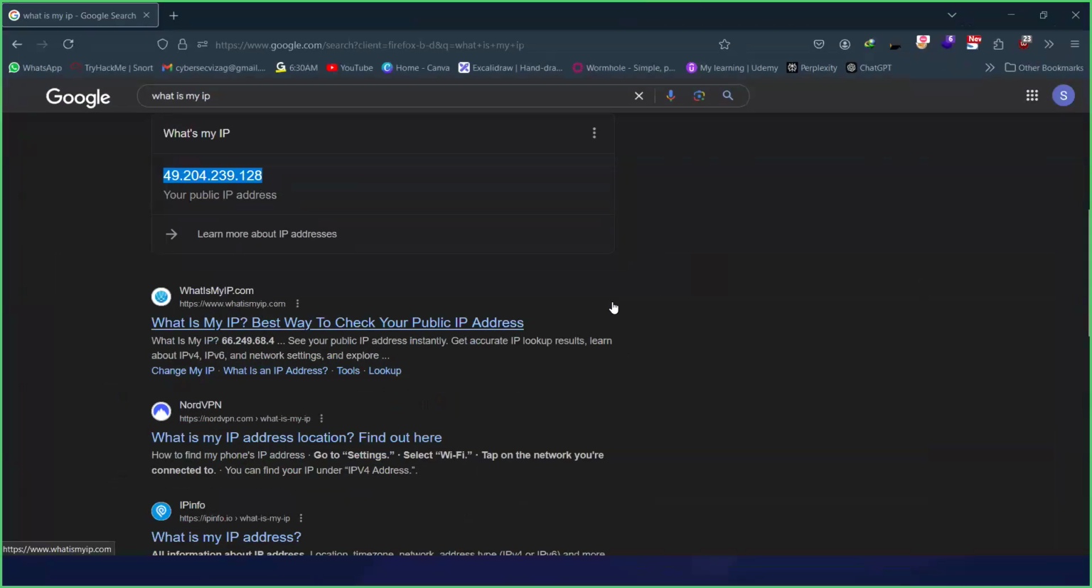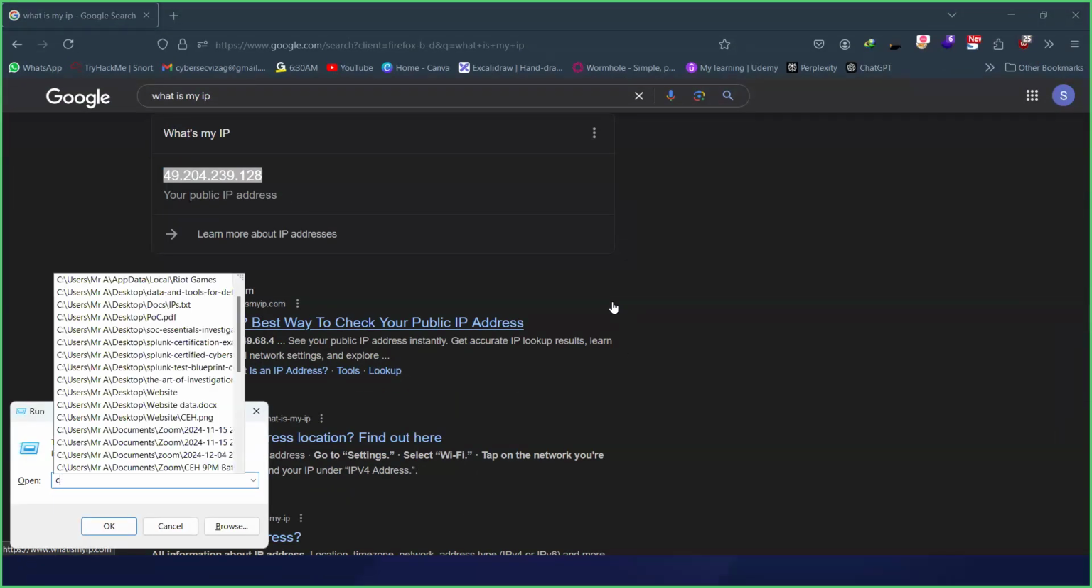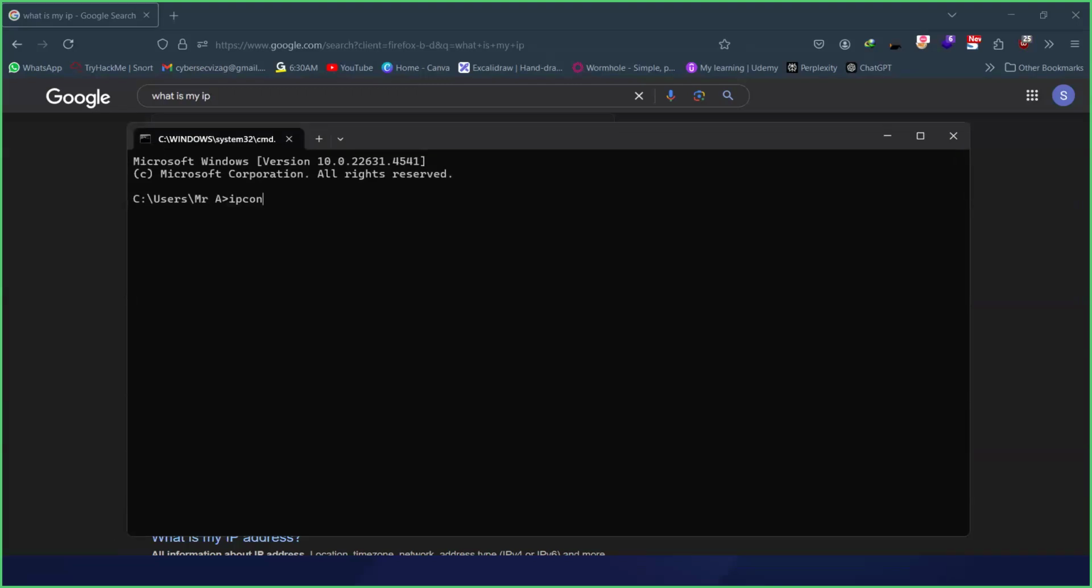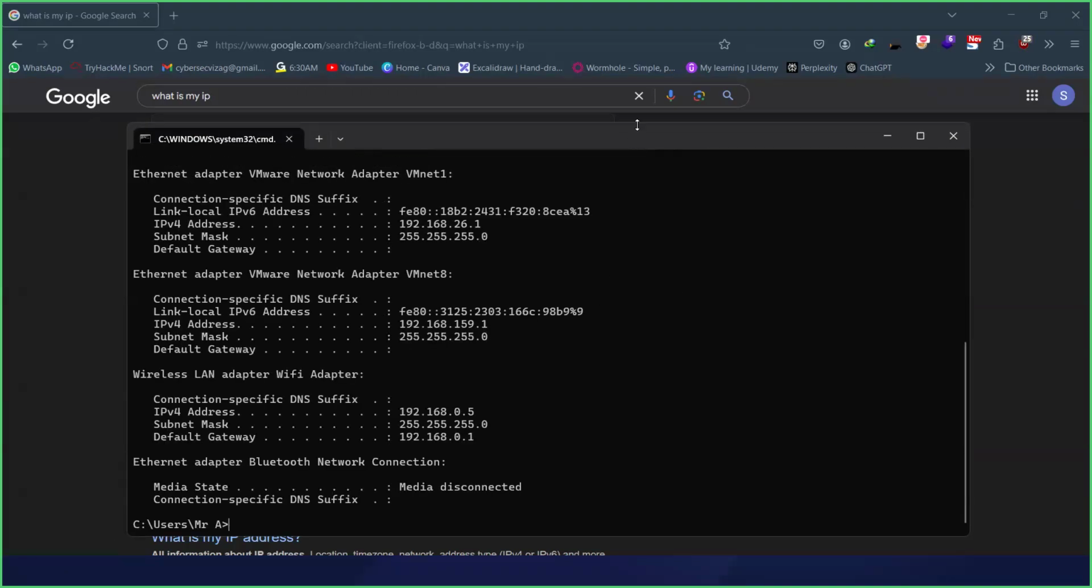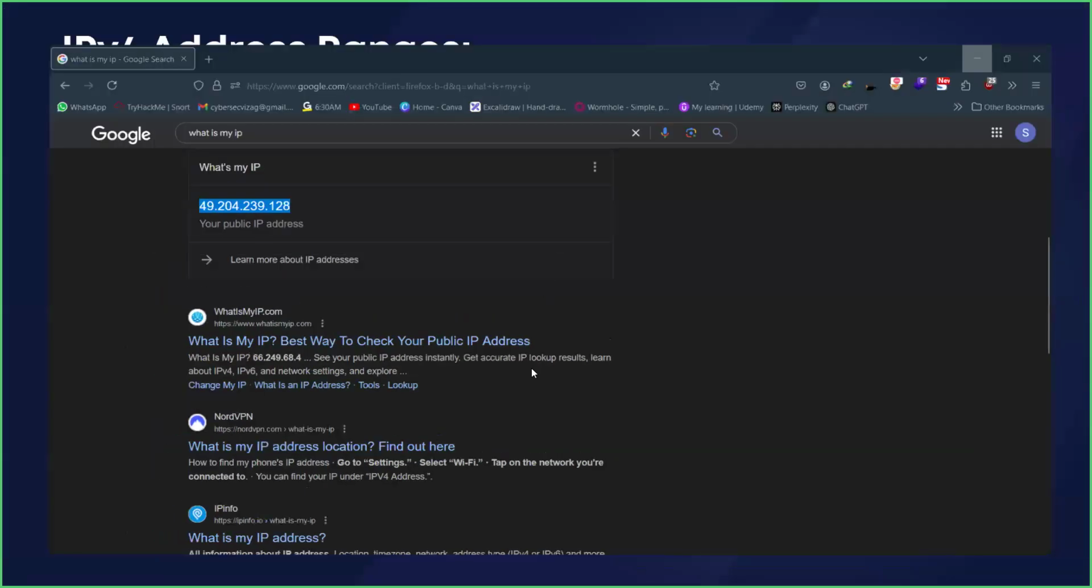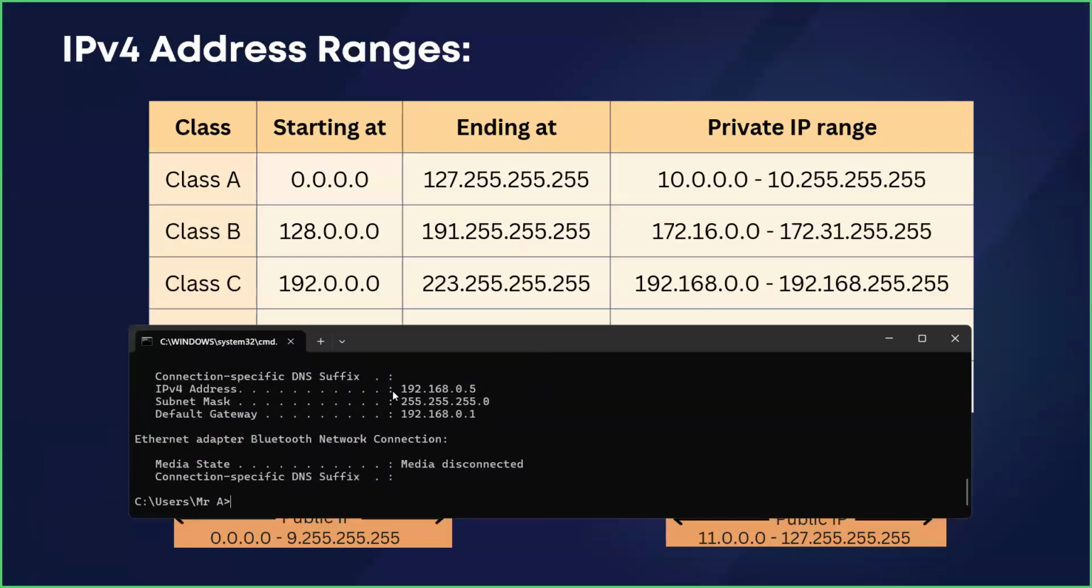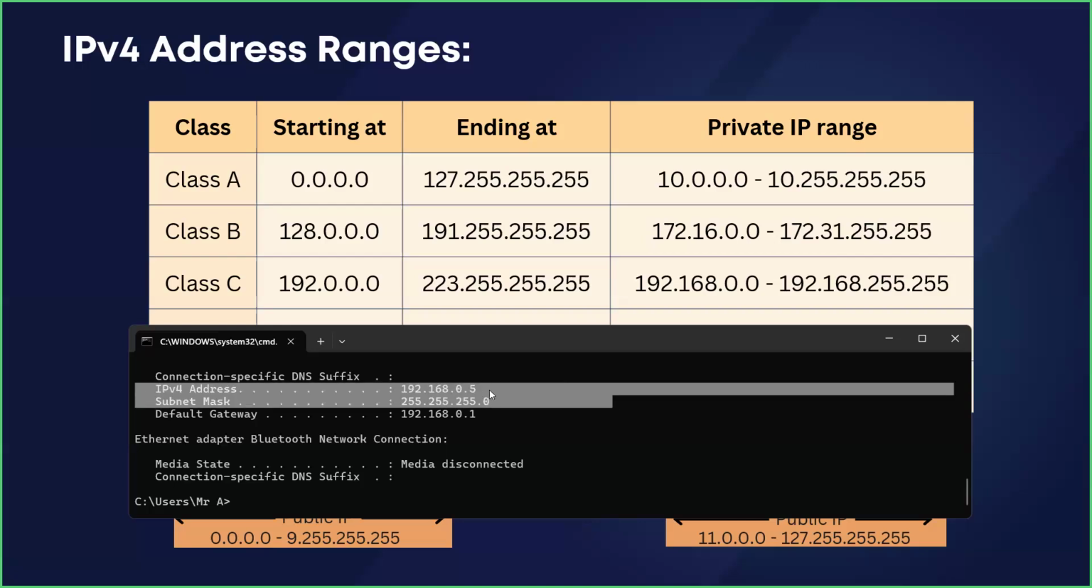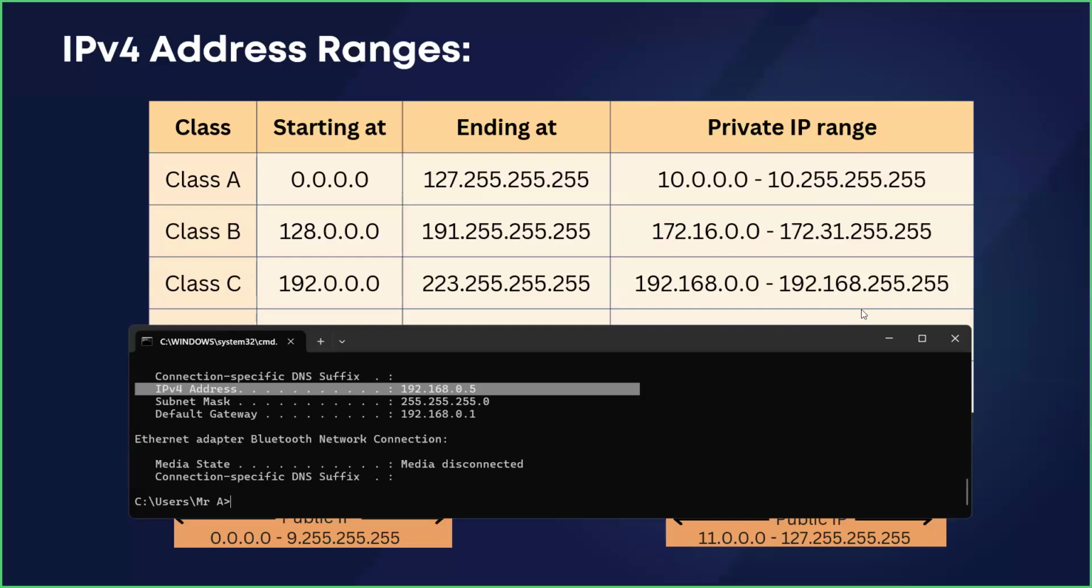Similarly, if I check my private IP on the other hand, I can just go to my command prompt and run the command ipconfig. Can I get my private IP here? If you notice something like 192.168.0.5. Now looking at this IP, can you tell me which class it belongs to? 192.168.0.5. Class C. Class C. And is it falling in the private IP range? Yes, it is. All right. So this is how you can categorize which IP is public and which IP is private.